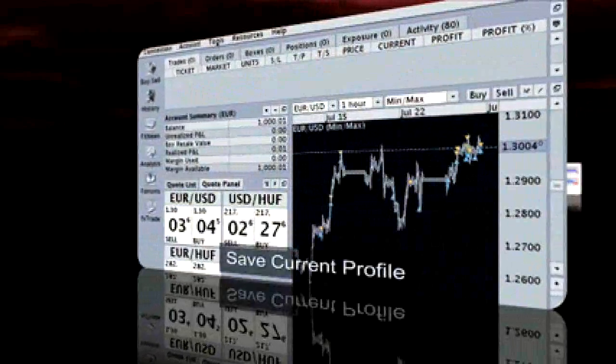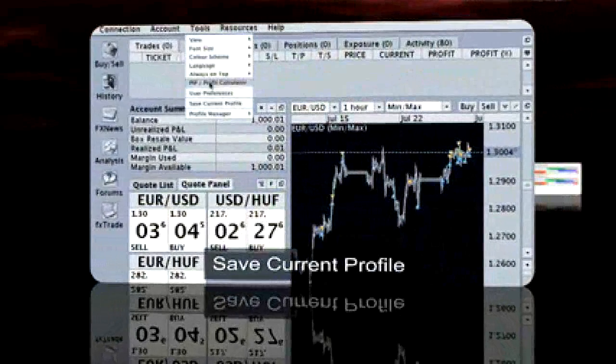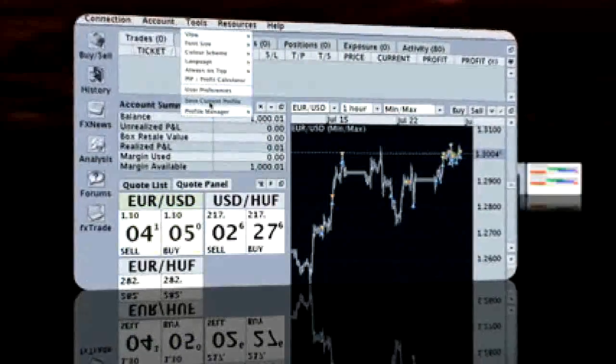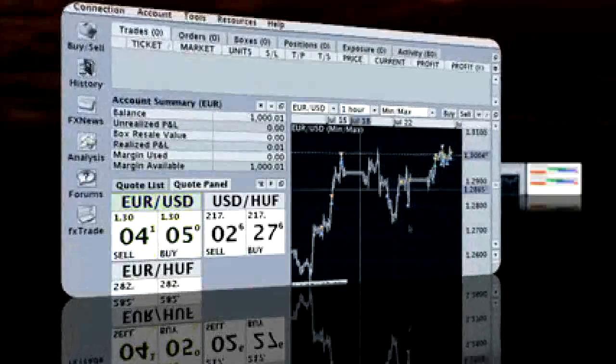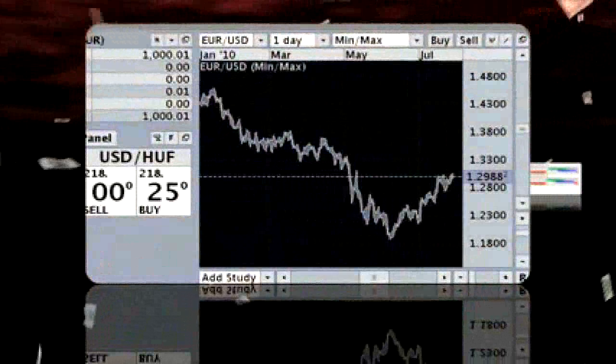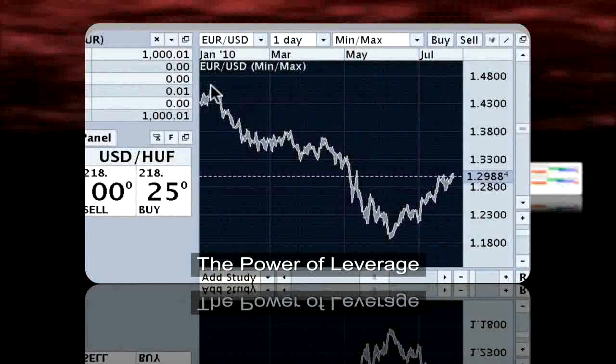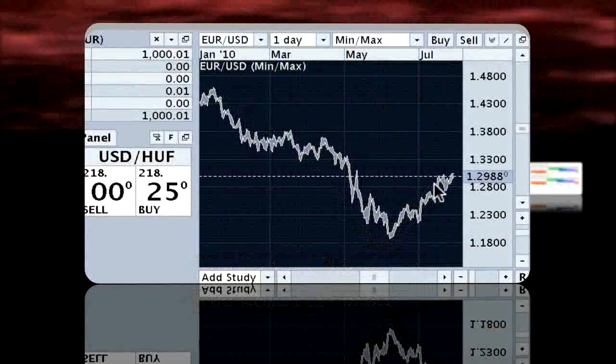Oh, I nearly forgot. Whenever we change any settings, we must save the changes. Click Save Current Profile after every change. Let's see now with the daily detail how much the euro-dollar rate changed during a time period. It started around 1.48, then nearly reached 1.18 and turned back up to 1.3.